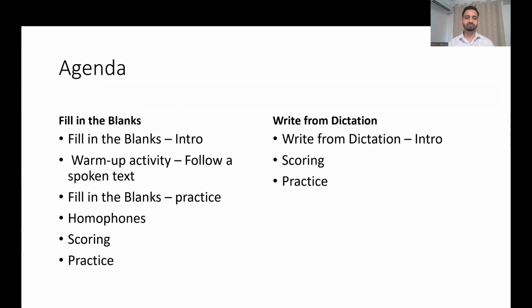Fill in the blanks, we'll do a little bit of practice. Then we will look at homophones. Homophones are words that sound similar. The pronunciation is similar, but they have different spelling and they have different meaning. Then we will look at scoring, and then we will do extra practice. In terms of write from dictation, we are going to look at the introduction to what the write from dictation activity is. We will look at scoring, and then we will do some practice as well.